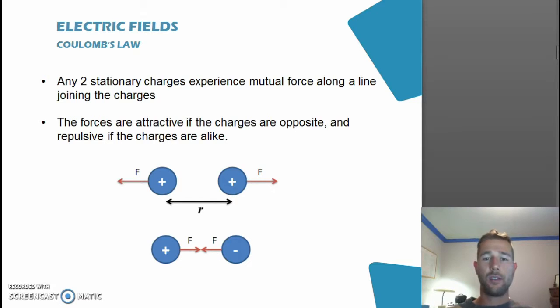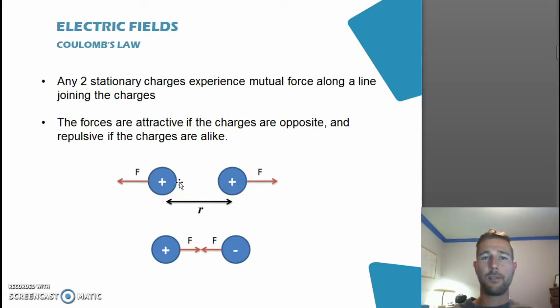Introducing Coulomb's law: any two stationary charges experience a mutual force along the line joining the charges. This is very similar to the force of gravity between two objects. You can see in this bottom diagram we've got a positive and a negative charge. We know there's an attraction between the two because they're opposites. This attraction, this force, acts on a line between the two particles.